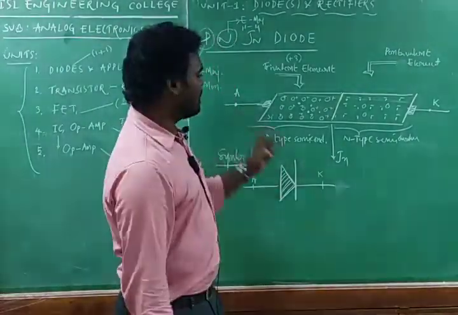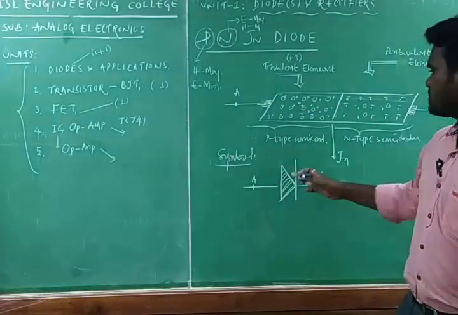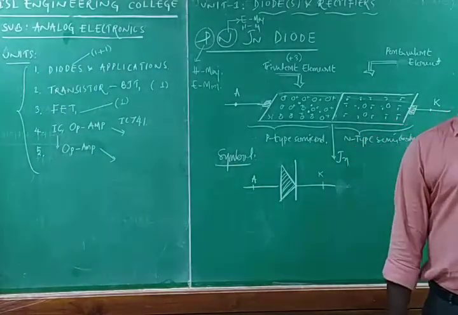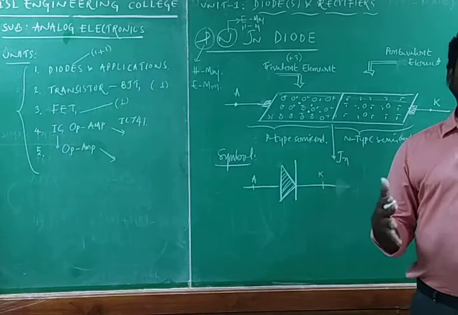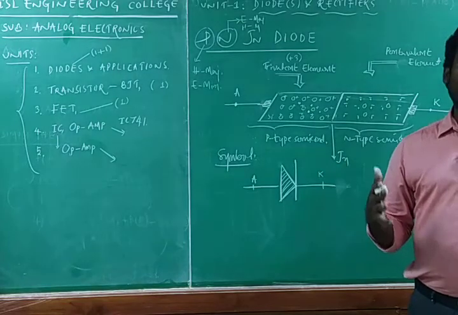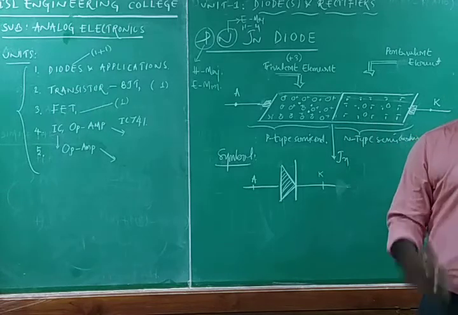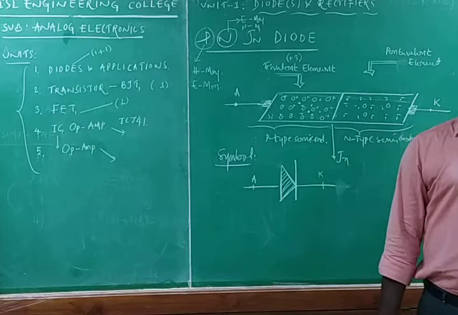Now we have studied the formation of the PN junction diode, and after that we have discussed the symbol of the PN junction diode. After that we must study what happens when the PN junction forms, and what internally is going to happen in the PN junction. That is nothing but the formation of the depletion layer.